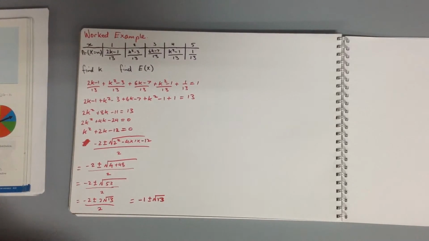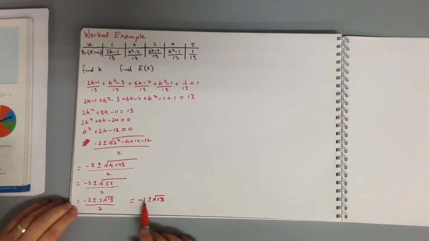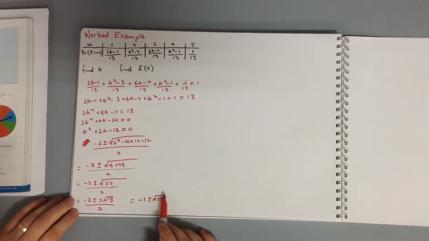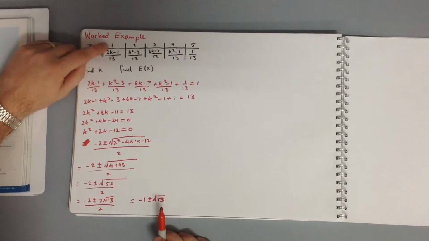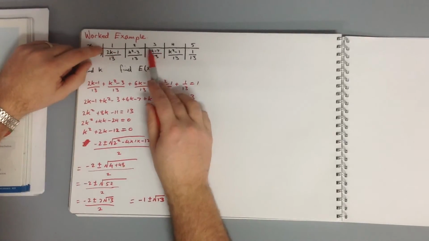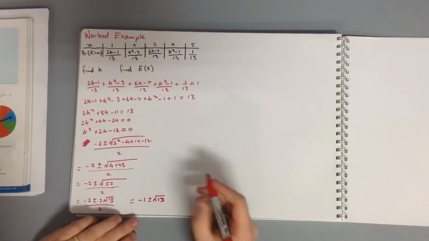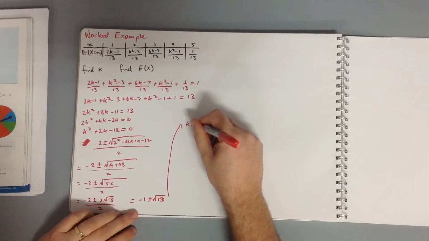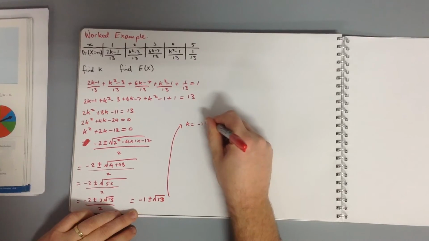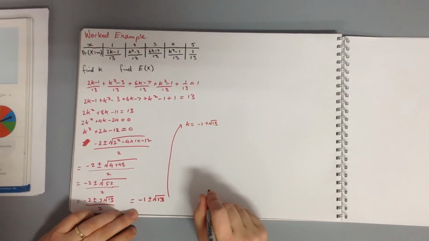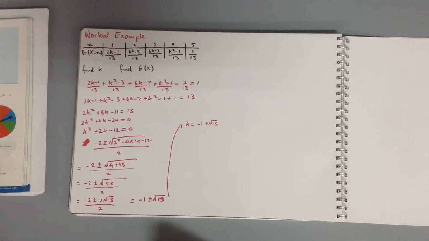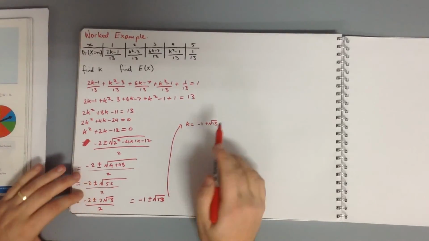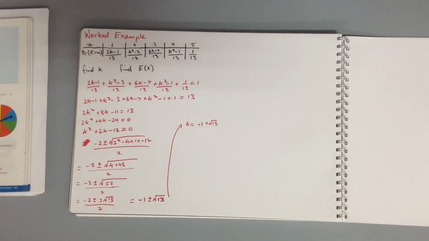Okay, so we need to think about this a little bit though, because we can't take minus 1 minus root 13, because we're going to be less than 0. If we're a negative, you can see here this one would end up being a negative and that one would end up being a negative. We can't have negative probabilities. So then k has to equal minus 1 plus root 13 to work. So we've been able to find our k value through that.